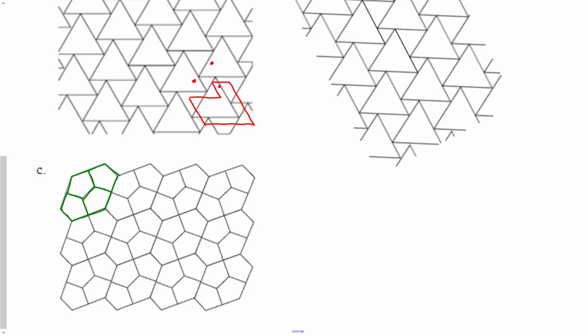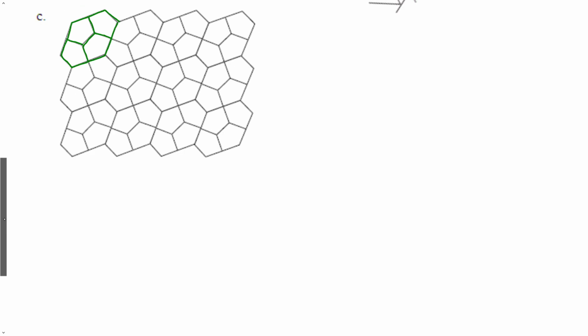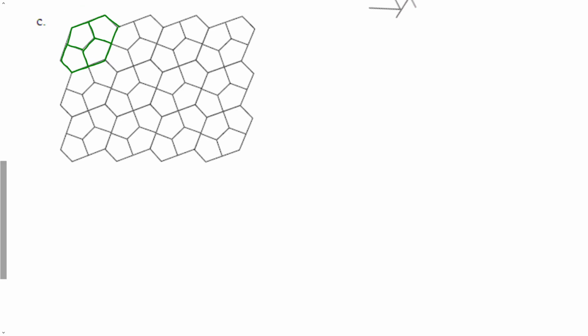All right, the final example was the most difficult out of these three. I've already outlined one portion of this tessellation in green. If I were to translate this, it would match up. It would translate onto itself, so this has translational symmetry.